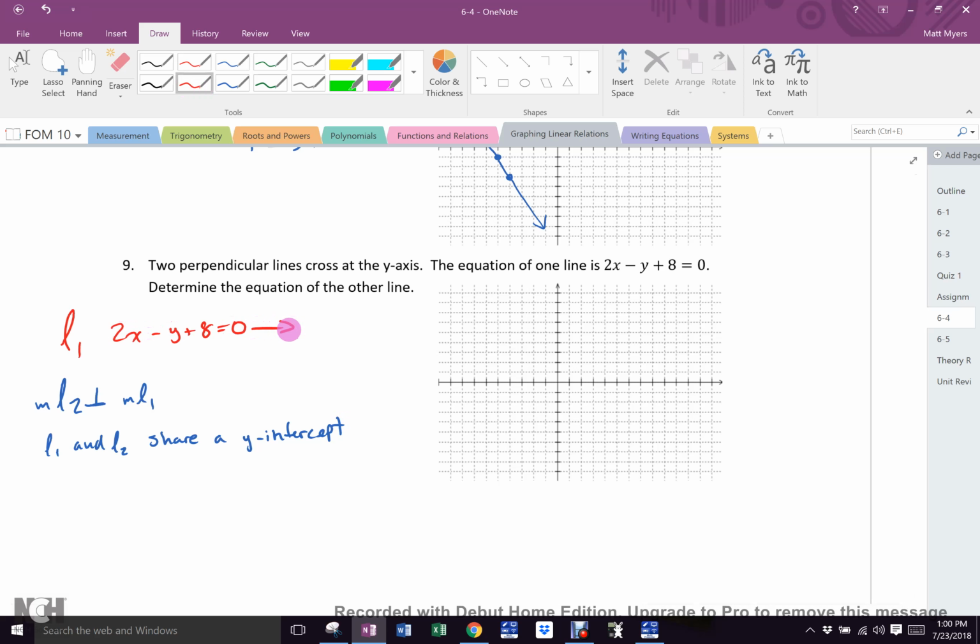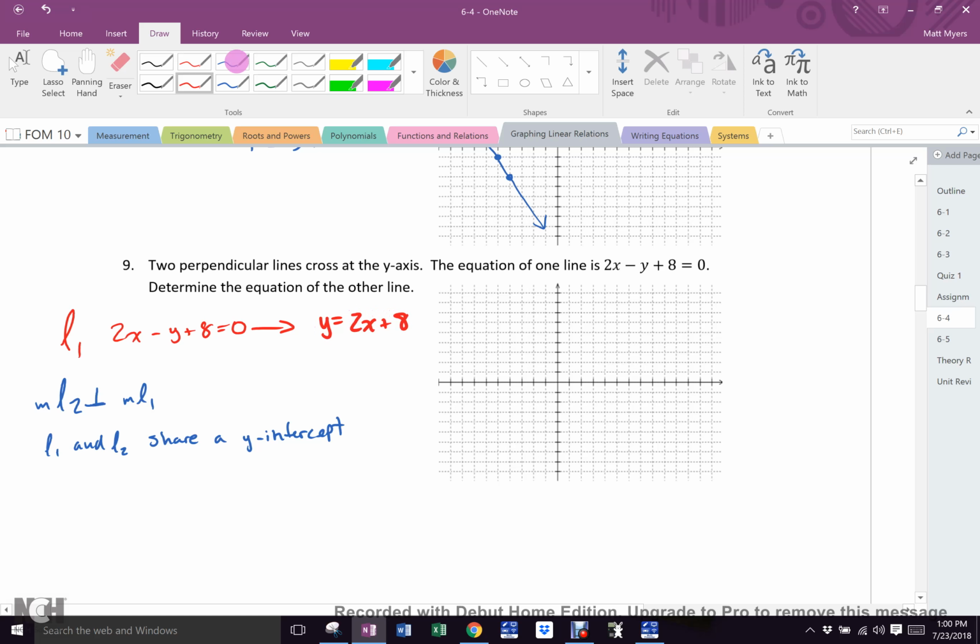Could I do a table of values? Could I do x and y intercepts? Could I do slope-intercept form? Could I do point-slope form? Not yet. But I could do slope-intercept form, which would be y equals 2x plus 8, right? Because I've gotten y isolated, and it's positive. Yeah? So now I know my slope and I know my y-intercept, correct?